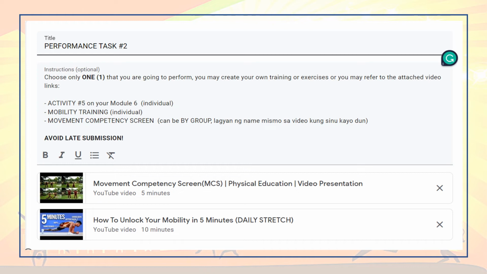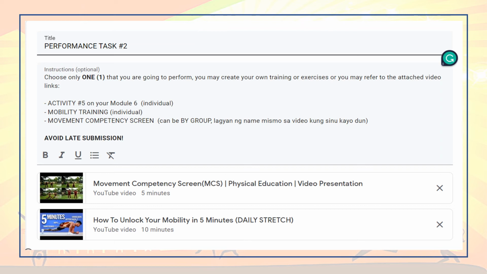Next is the mobility training, individual also. You may refer to the attached video links. The mobility training or daily stretching, pwede nyong gayahin. Pwede rin kayong gumawa ng sarili nyong mobility training.